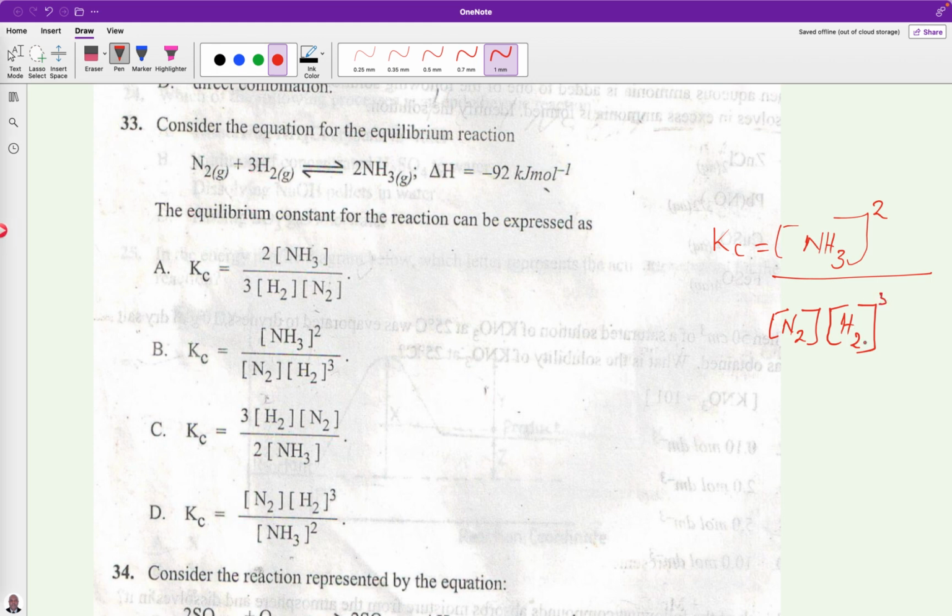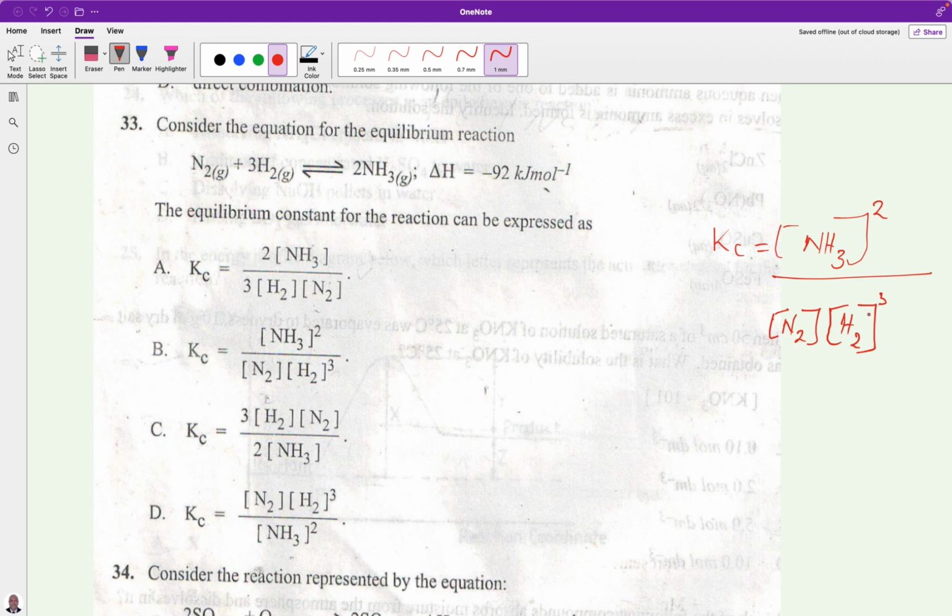Once more, the equilibrium constant for this reaction is the concentration of the product raised to the power of its coefficient, divided by the product of the reactants, each raised to the power of their coefficients. The concentration of nitrogen is this one, and the power of the coefficient is just 1. It remains hydrogen, and the coefficient of hydrogen in the reaction is 3.